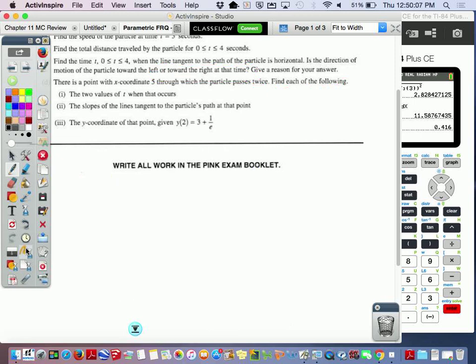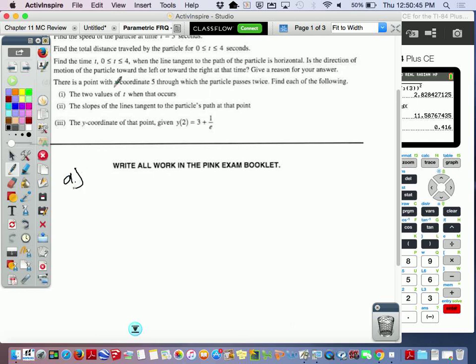So we're at a total of 6 points all in for this question from 2010. Question D says there is a point with x coordinate 5 through which the particle passes twice. Find each of the following: the two values of t when that occurs, the slopes of the lines tangent to the particle's path at that point, and then find the y-coordinate of that point given that y of 2 is equal to 3 plus 1 over e. So there is a lot of stuff in this question that we've got to keep track of.